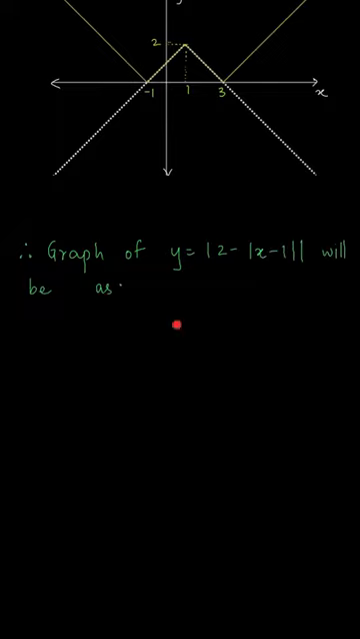Hence we can note the final graph of y equal to mod of 2 minus mod of x minus 1 as shown. So this is the graph of the following equation and the solution. I hope you've understood the question. Thank you.